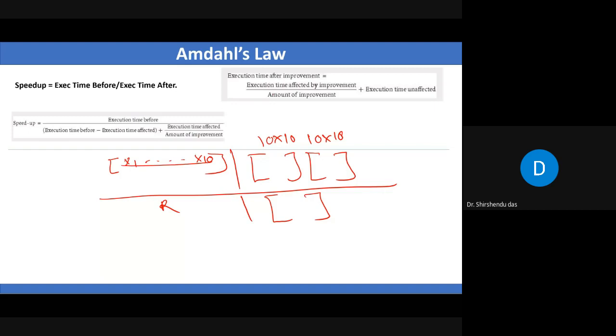Oh, I think there is a class here, so I'll stop here. I'll continue from this point again. I'll explain Amdahl's law, and then I'll start chapter 6 in the next lecture.